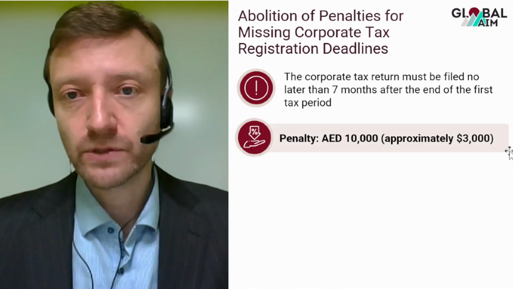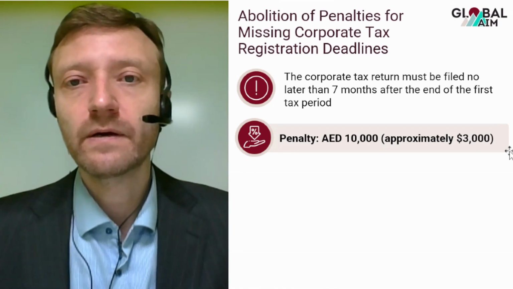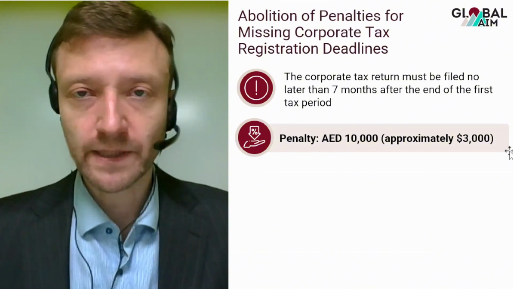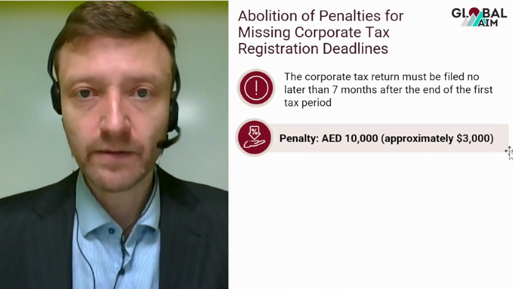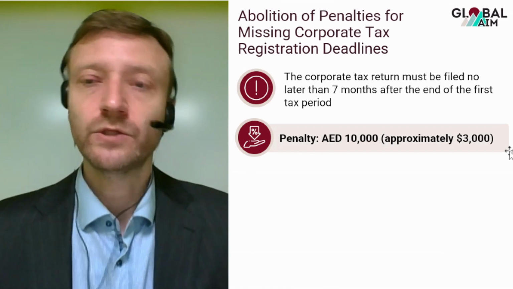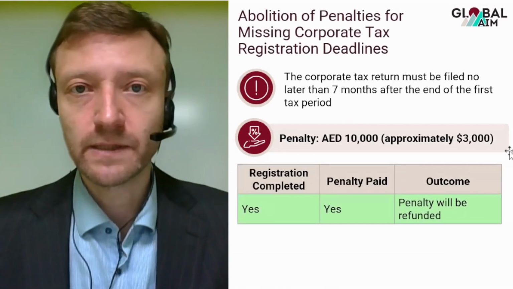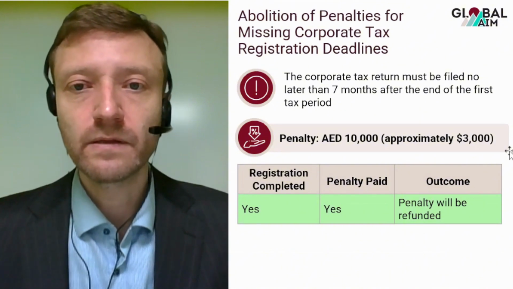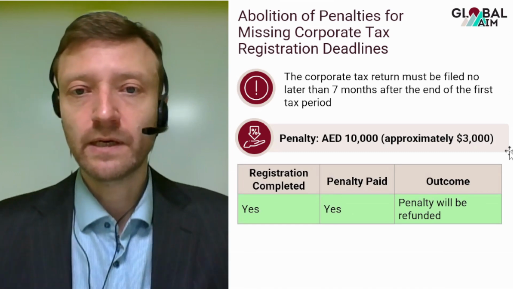It's about $3,000. But the good news is that if the company which missed its corporate tax registration deadline submits its corporate tax return earlier, within 7 months instead of 9 months after the end of the first tax period, which is going to be July for most companies, then these penalties are cancelled. Basically, they are going to be abolished. And in the table, which is going to appear on the slides, different situations are considered.